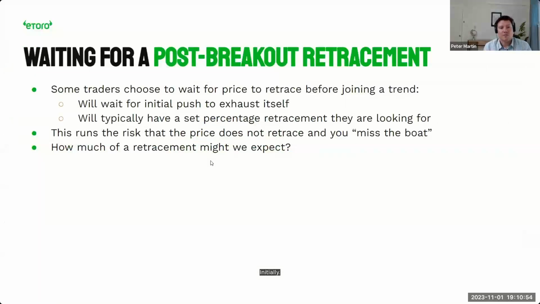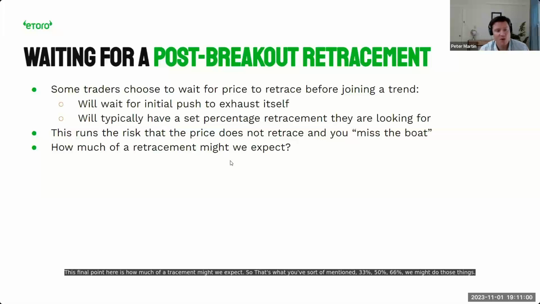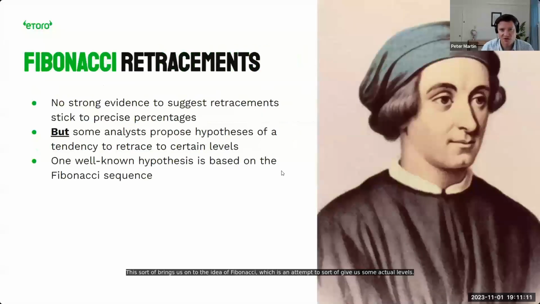And then this final question, this final point here, is how much of a retracement might we expect? As we've mentioned there, 33%, 50%, 66%, we might do those things. This brings us on to the idea of Fibonacci, which is an attempt to give us some actual levels.